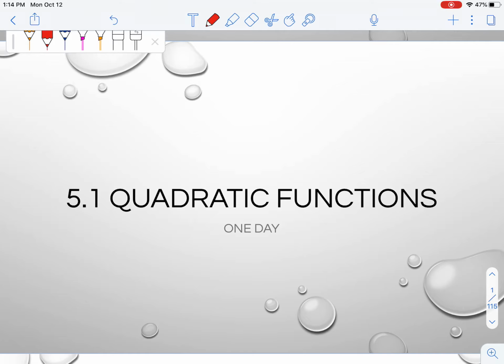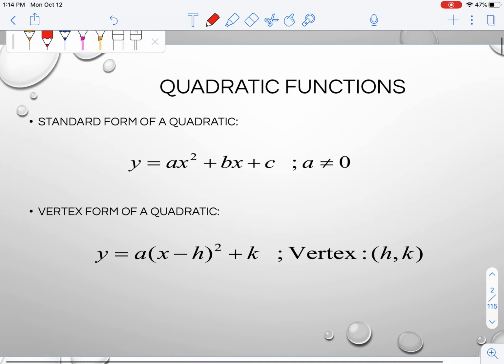All right, so our next topic is going to be 5.1 quadratic functions. This is the first section in our next unit, which is going to be quadratic and polynomial functions. So just a quick review, a quadratic function is something of the form, standard form, y equals ax squared plus bx plus c, such that a cannot equal 0. If a is 0, then we no longer have a quadratic, we have a linear function.